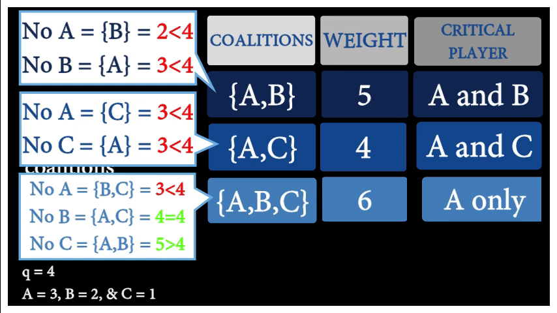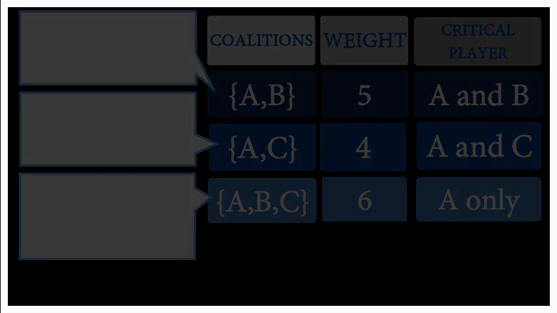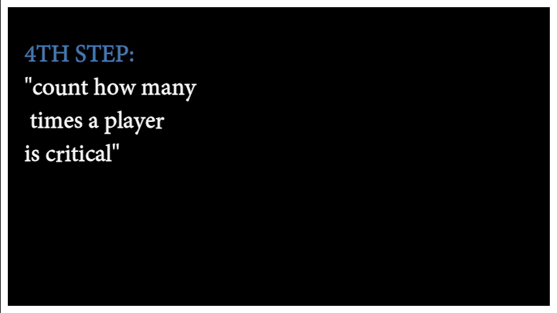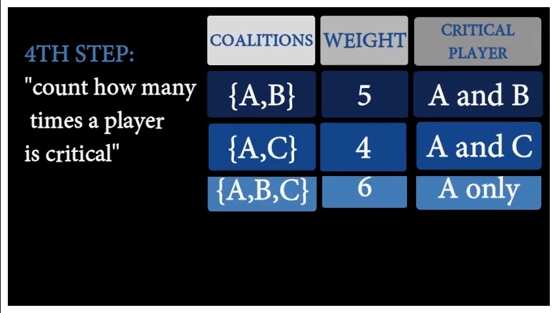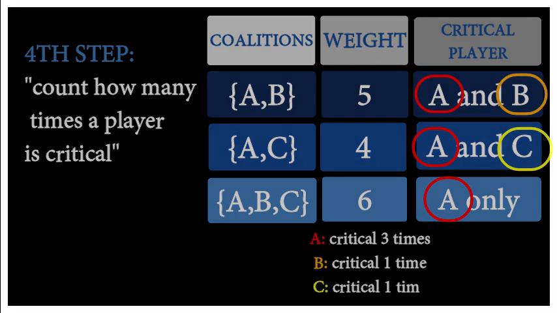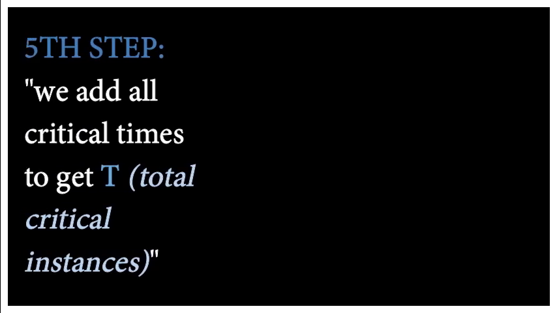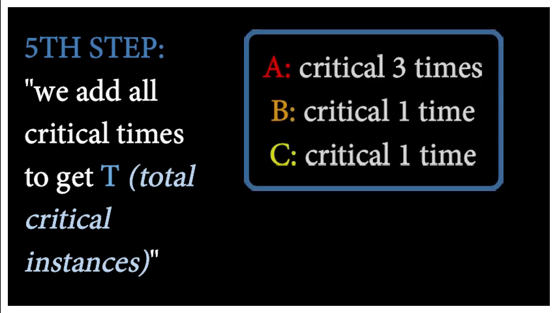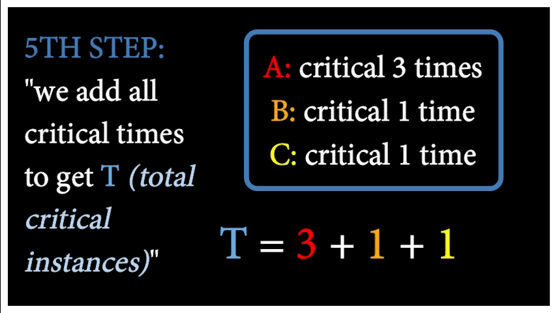Hence, for the Grand Coalition, A is the only critical player. The fourth step is to count how many times a player is critical. For this particular case, A is critical 3 times, B is critical 1 time, and C is also critical 1 time. For the fifth step, we add all these numbers to get the total critical instances denoted by T. For this system, we have T is equal to 3 plus 1 plus 1, which is equal to 5.